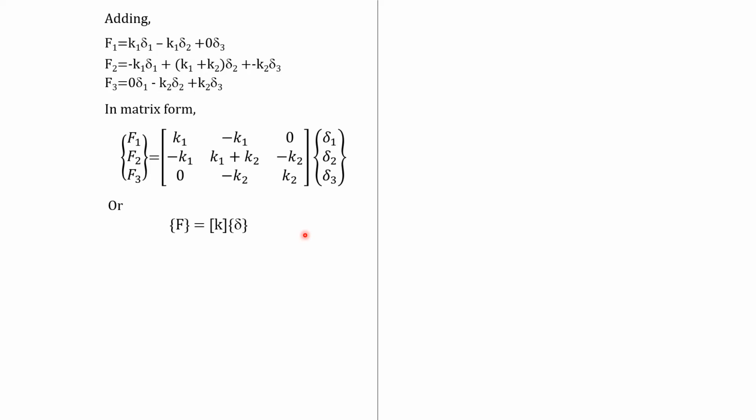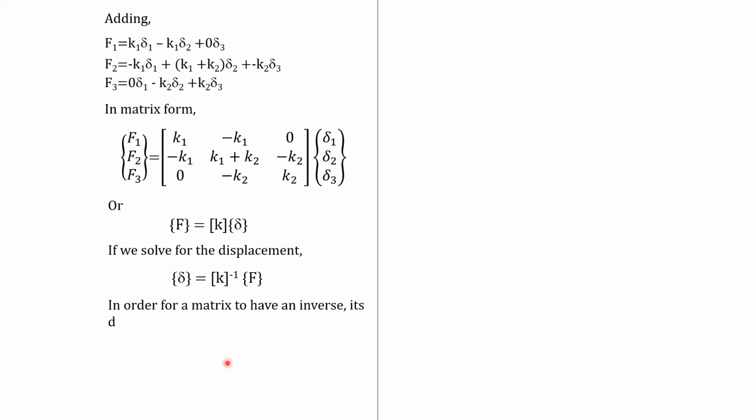Or F in general, the force vector, is equal to the stiffness matrix, or the global stiffness matrix for the system of bars, times delta. If we solve for the displacement, then we have to invert the stiffness matrix and multiply it with the force matrix. So delta equals the inverse of the stiffness matrix times the force matrix. In order for a matrix to have an inverse, its determinant must be non-zero.